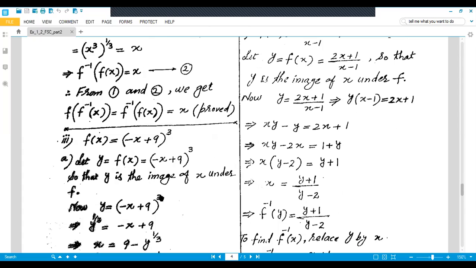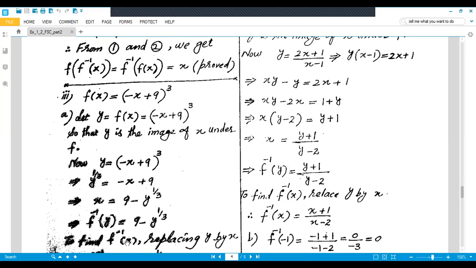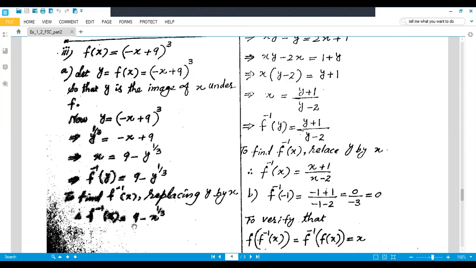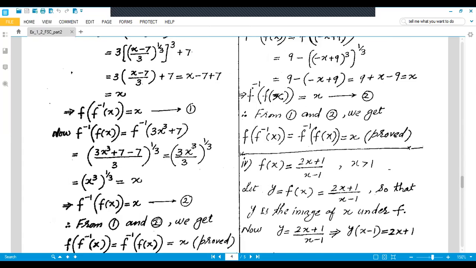How can you find it? First, you remove this cube. To remove the cube, we take the cube root on both sides. So y to the power 1 over 3, and the cube cancels with the cube root, so we get minus x plus 9. Negative x shifted to the other side becomes positive x, and y to the power 1 over 3, positive, shifted to the other side becomes negative. So this is f inverse y. To find f inverse x, we replace y with x. So f inverse x is equal to (9 minus x) to the power 1 over 3.